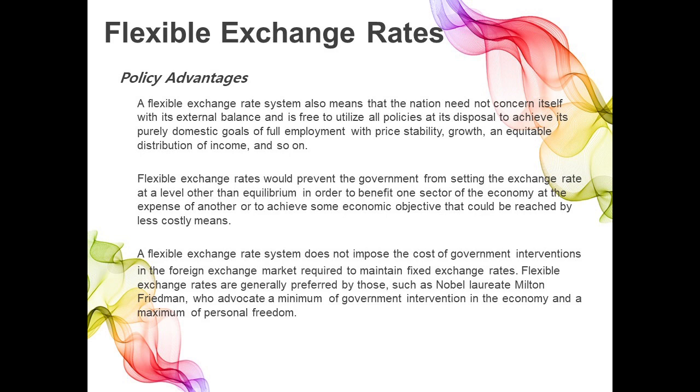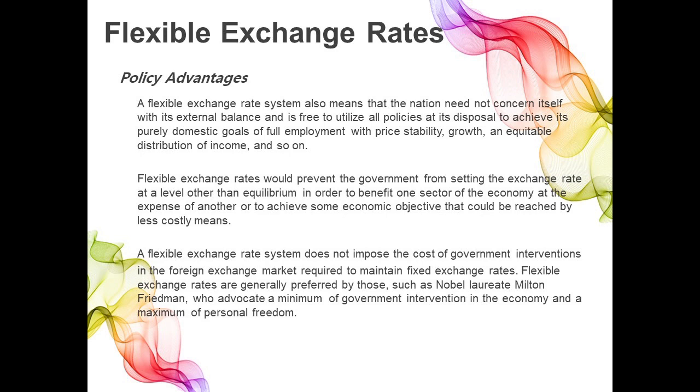A flexible exchange rate system also means that the nation need not concern itself with its external balance and is free to utilize all policies at its disposal to achieve its purely domestic goals of full employment with price stability, growth, an equitable distribution of income, and so on. Flexible exchange rates would prevent the government from setting the exchange rate at a level other than equilibrium, in order to benefit one sector of the economy at the expense of another or to achieve some economic objective that could be reached by less costly means.